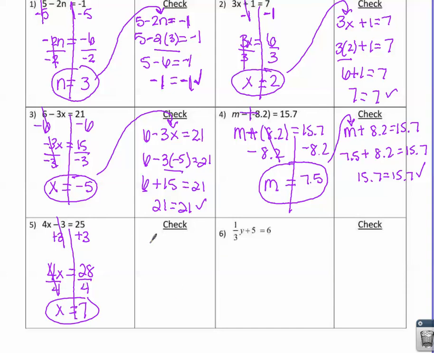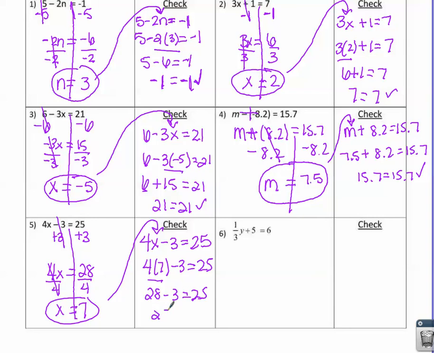Now check your answer. So rewrite the original problem. Substitute what you got in for an answer. Do not assume anything. So you get 25 equals 25, which means x equals 7 is correct.